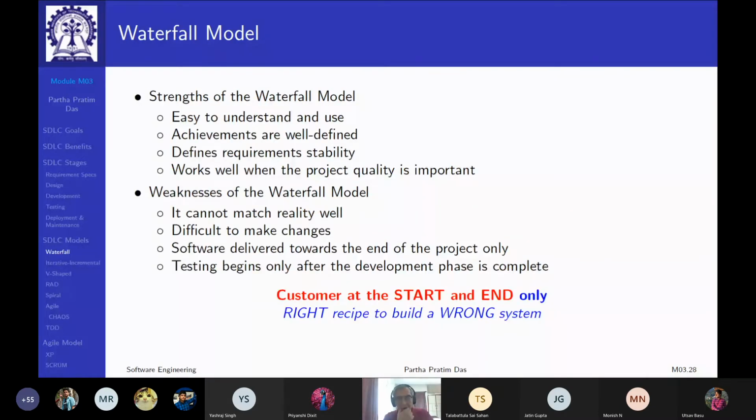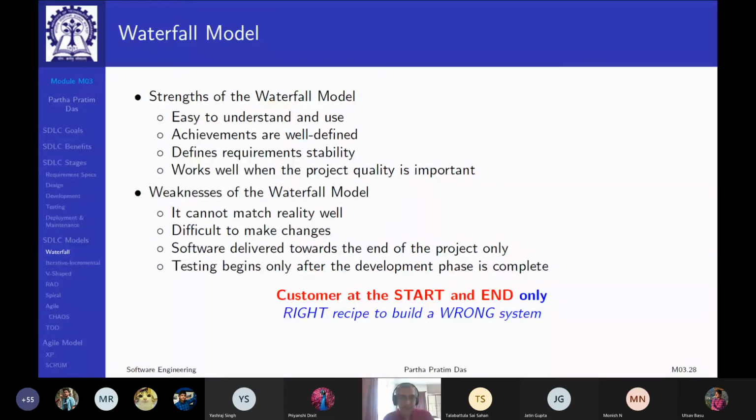So if we try to put this in perspective, what are the strengths of this model? It is easy to understand. Achievements are well defined because you finish one phase and then go on to the next. It defines requirements stability. It often works well when project quality is important, because you are not mixing up phases. In one phase, you do the best you can, and then you go to the next.